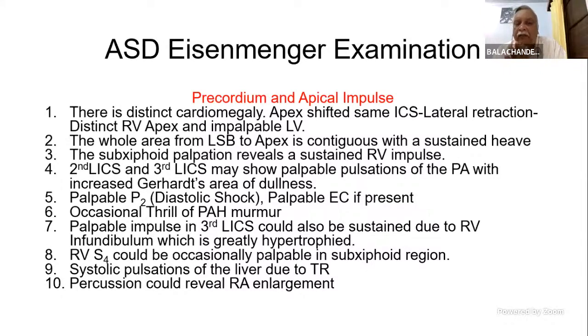Occasionally, you can get an RV S4, which is palpable in the subxiphoid area. Subxiphoid palpation is very, very important because we should not forget it in any type of pulmonary arterial hypertension, because the RV has to be felt. And the best method of feeling the RV is to get a sustained heave, which is there, a subxiphoid palpation. You can put your finger, like the older teaching, you can put your thumb and try to see the sustained palpation pulse. Next slide.